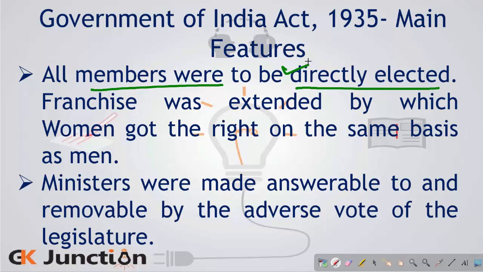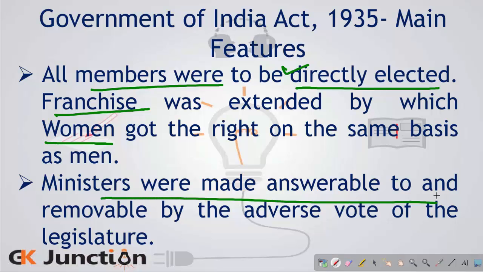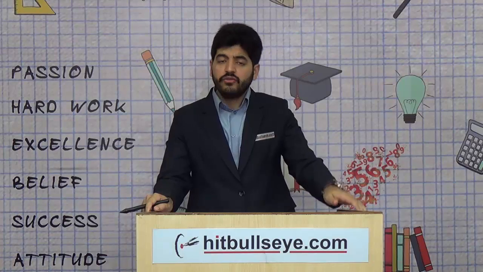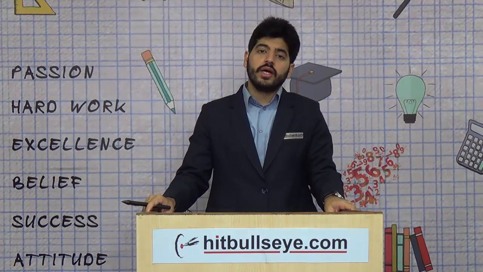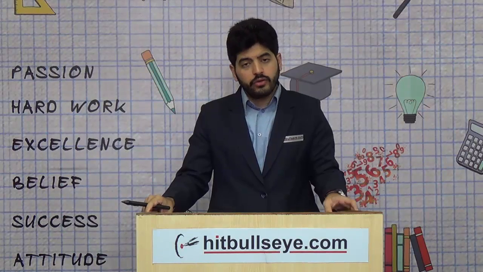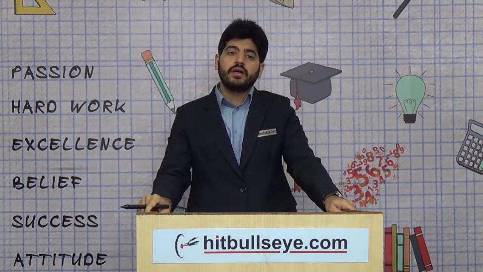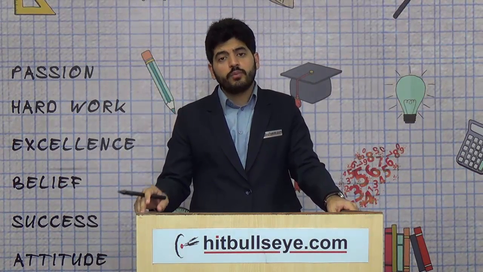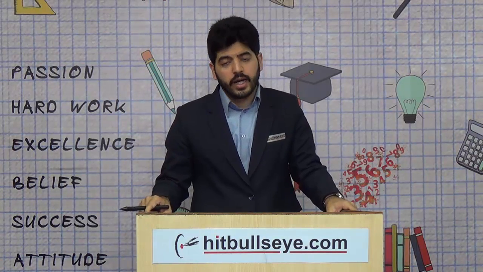To conduct those direct elections, the franchise was extended, which included women as voters from now on, and ministers were made answerable to and removable by an adverse vote of the legislature henceforth. These were the main features of the Government of India Act, and I repeat that some features of this act are still being continued in our present day Indian Constitution. So friends, this was about the intervening period which included the non-cooperation movement, the civil disobedience movement, and the Nehru Report, as well as the Government of India Act 1935.